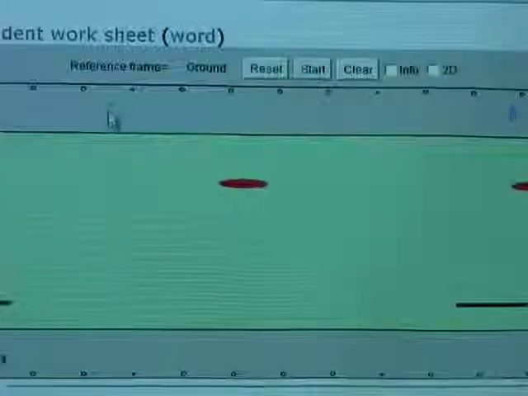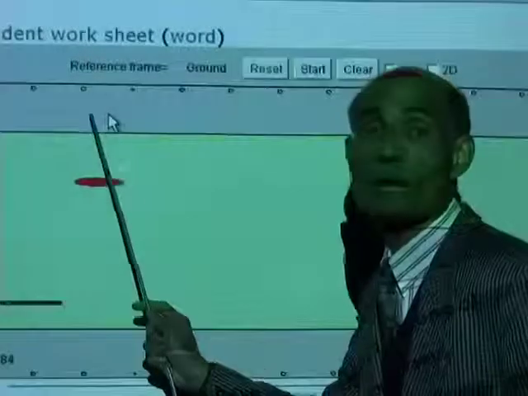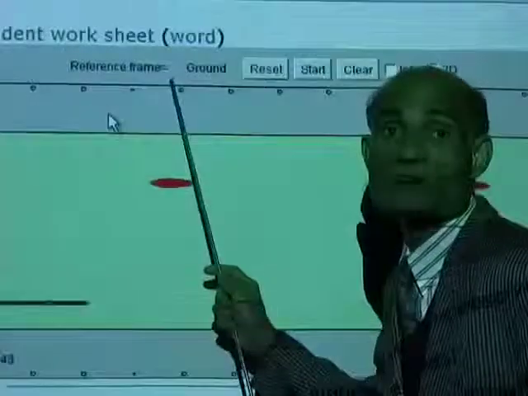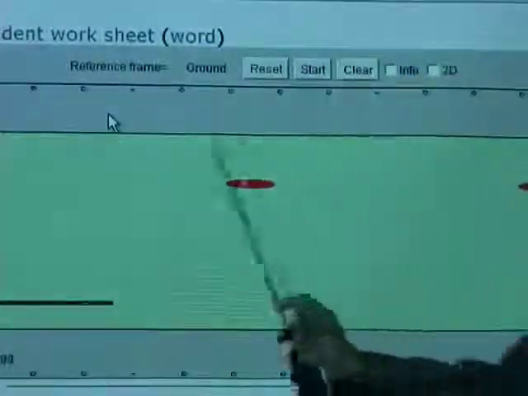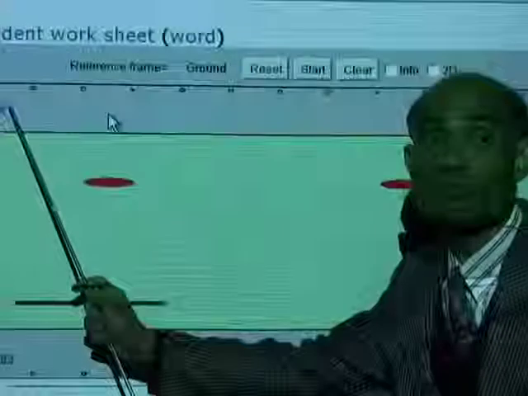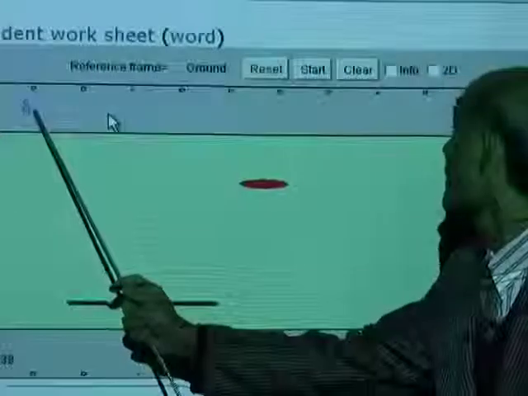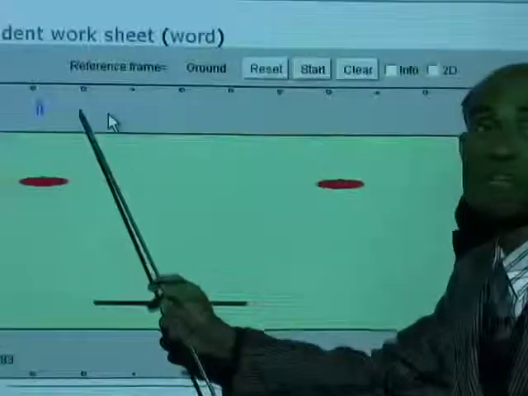Alright, let's go to the river bank. There you are. When you are on the river bank, you see the river bank at rest. The man on the river bank is moving east. Can you see him moving east? Well, he will come on the screen very soon. There he is. He is moving east.